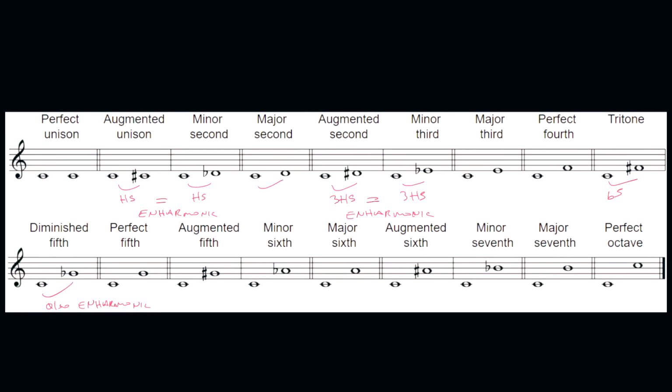F sharp is tritone and G flat is diminished fifth. I will also come to that later, but simply when you have the flat 5 note, you will get either tritone or diminished fifth. G sharp and A flat are also enharmonic to each other.